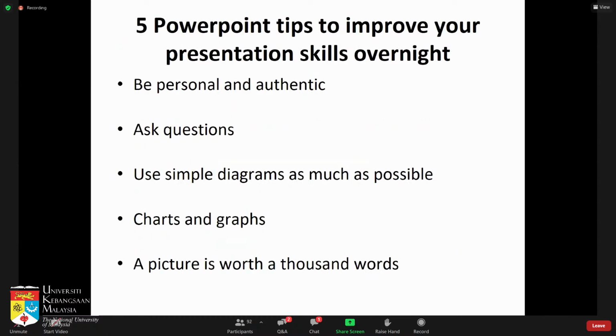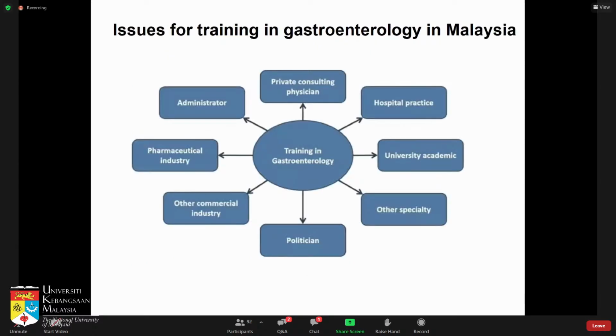And the PowerPoint tips to improve: you have to be personal and authentic. Sometimes people go and copy the slide of another presenter and present it again. You have to be very careful because the audience there could be the one who presented those things a couple of weeks ago. You can use a simple diagram to make the audience understand what you're talking about. And of course, I think everybody knows a picture is worth 1,000 words.